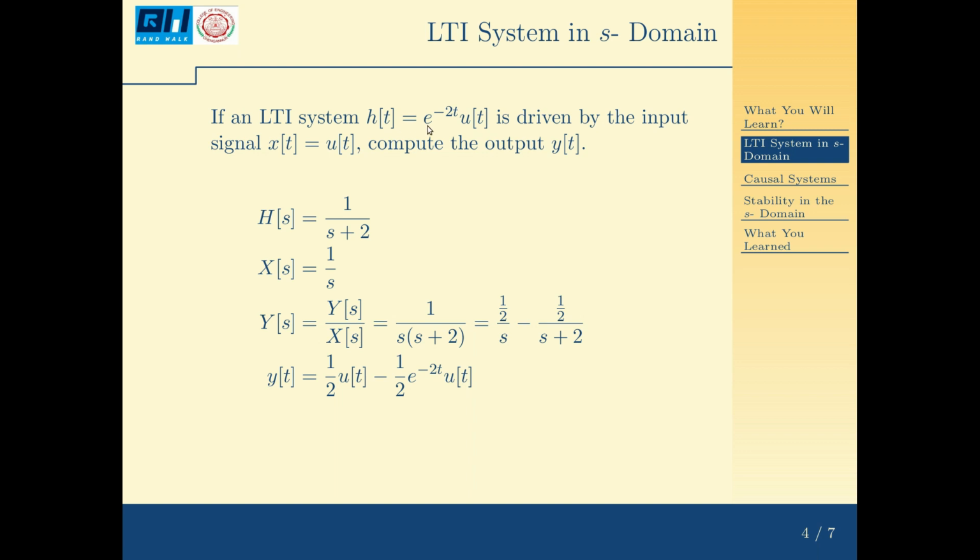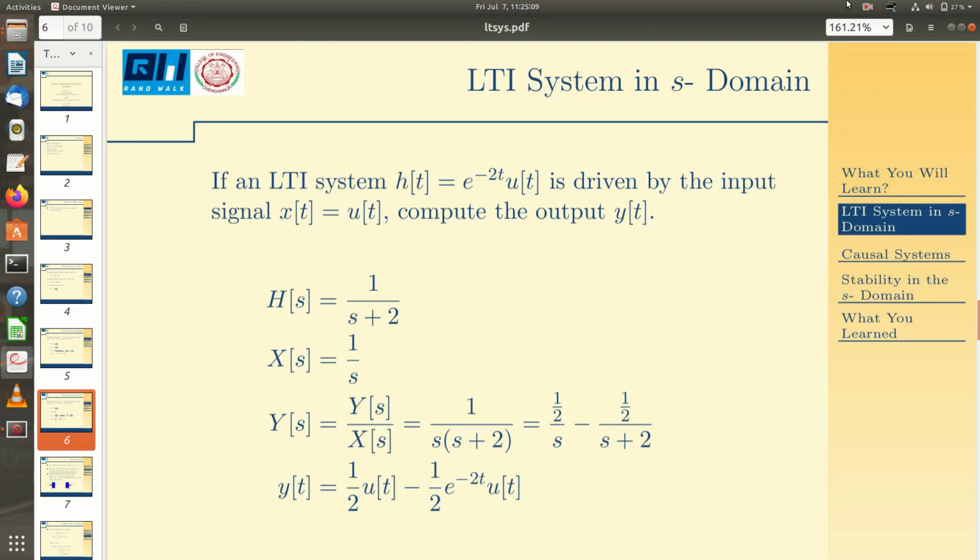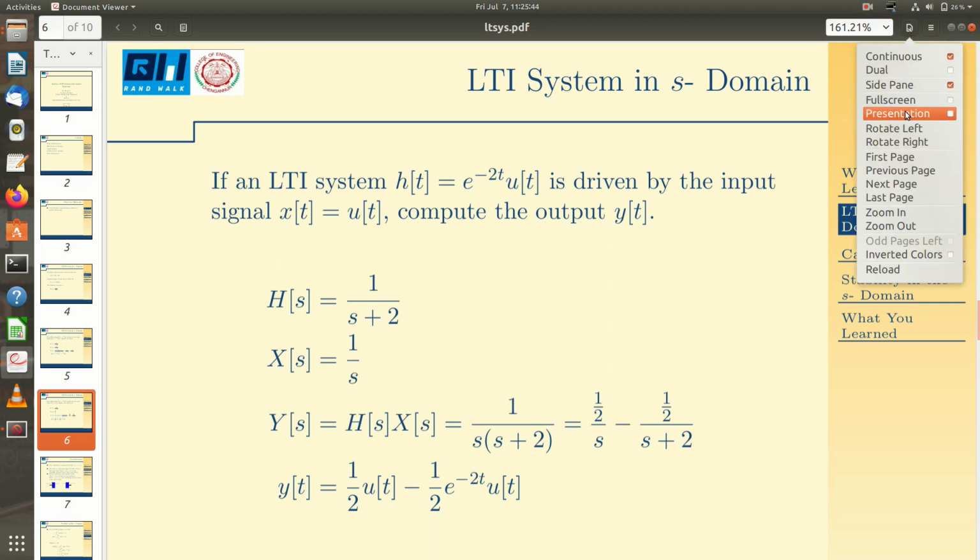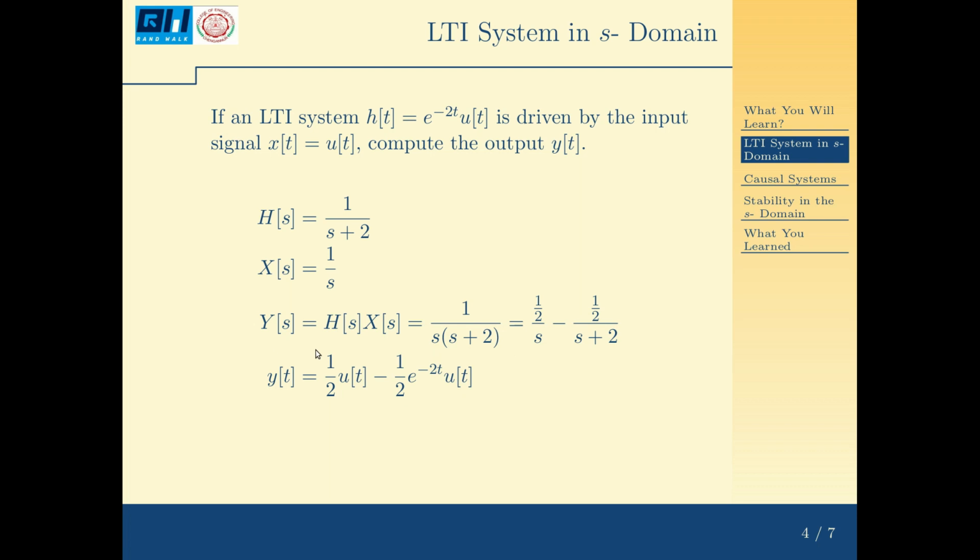If I have an LTI system h(t) equal to e raised to minus 2t u(t), that is driven by the input signal x(t) equal to u(t), what is the output? H(s) is 1 by s plus 2, the transform of e raised to minus 2t u(t). The second signal x(t) is u(t), so X(s) is 1 by s. The output Y(s) is H(s) into X(s), that is 1 by s into (s plus 2).